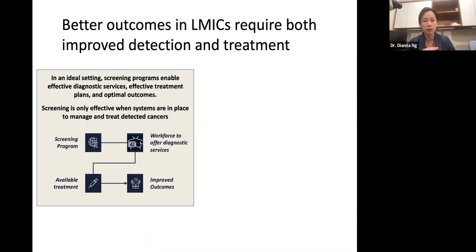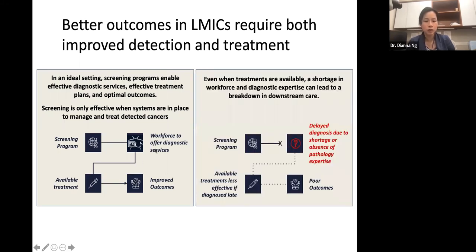Because of these complex moving parts, in an ideal system, a woman is able to enter, get a screen-detected mass, get a diagnostic workup radiologically as well as through pathology, and get treatment and improved outcomes. But even if there's a breakdown at any single one of these parts, for example, even if treatments are available, if there's a delay in diagnosis, then unfortunately they're not going to be able to access downstream care, because an oncologist is not going to treat a breast cancer patient. You're not going to give them chemotherapy if they don't have a diagnosis of breast cancer.